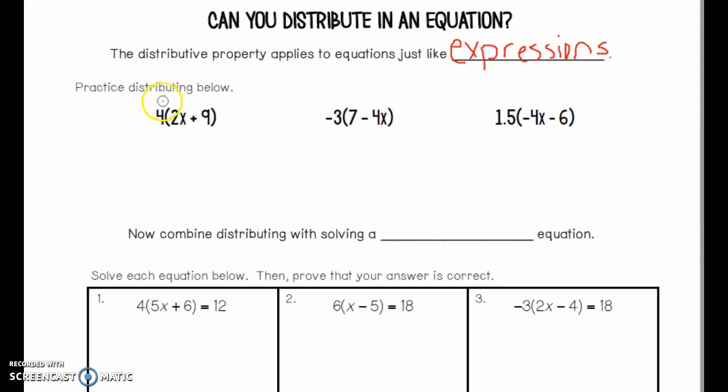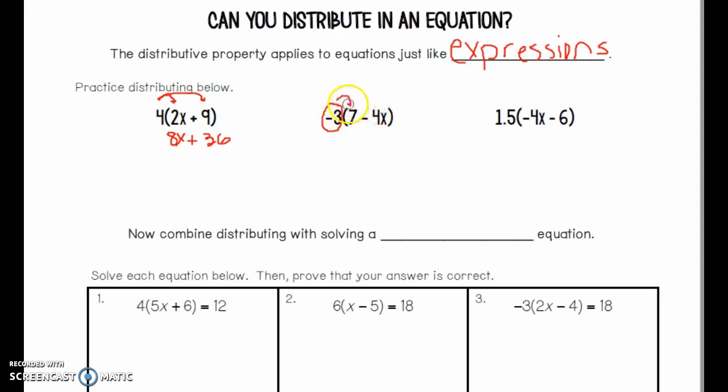When we say 4 times (2x + 9), remember when I draw these arrows? The reason I draw the arrows is just to remind myself that I'm multiplying 4 times everything here. So 4 times 2x is 8x. 4 times 9 is 36. They're both positive, so this becomes plus. That's it. Next, -3(7 - 4x) really means I have -3 groups of 7 minus 4x.